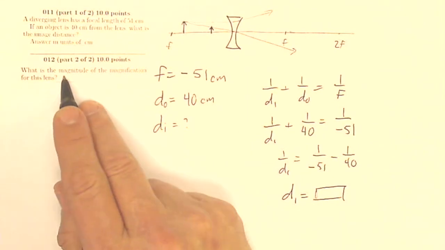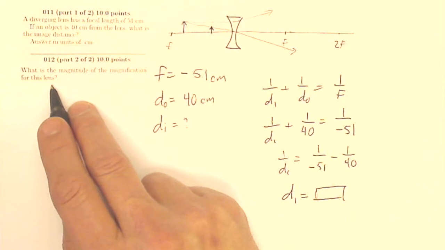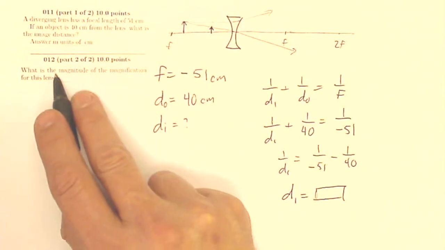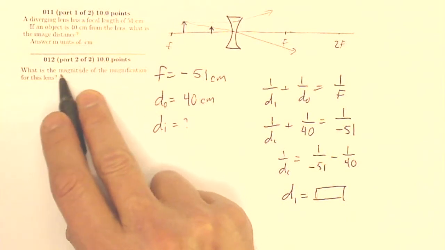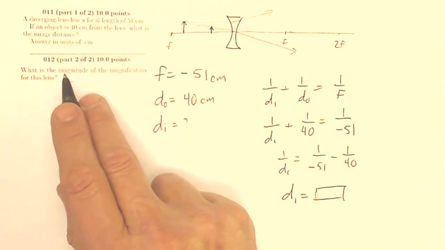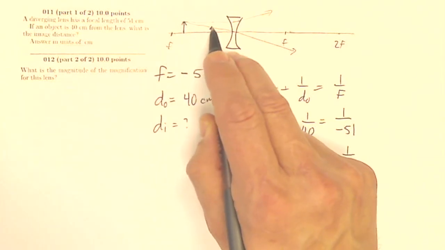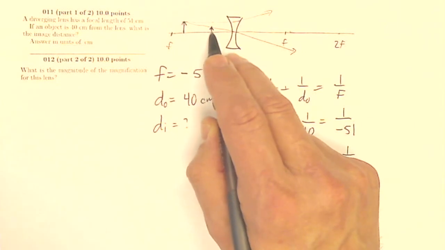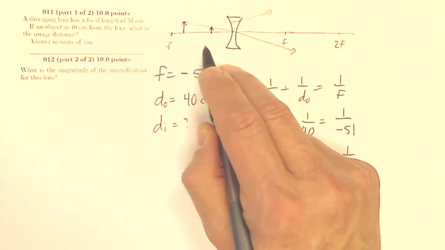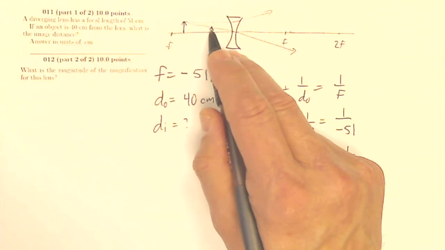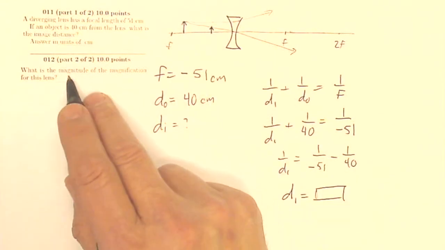Now it says, what is the magnitude of the magnification for this lens? So whether it's positive or negative, they're asking for magnitude, and magnitudes are always positive. But actually, this would have a positive magnification because it gives me a virtual image that's upright. So real images have negative magnification. This has a positive magnification. So the magnitude, it doesn't even matter.